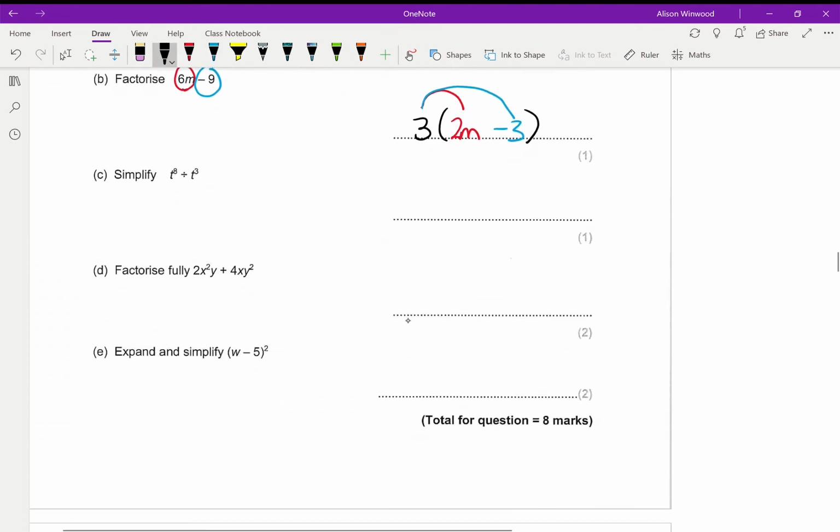If we divide with powers, we're going to subtract them, so 8 subtract 3 is 5.